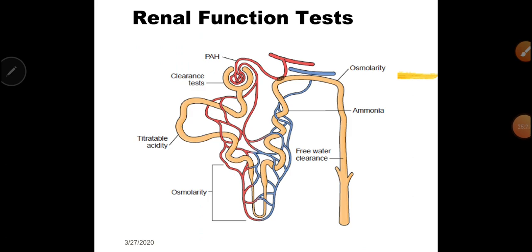Now let us talk about a new section: the renal function test. How do we evaluate the renal function processes that we have talked about? How do we evaluate renal blood flow, tubular reabsorption, tubular secretion, and glomerular filtration? We have many laboratory tests that can be used for the evaluation process. The most important is the clearance test.